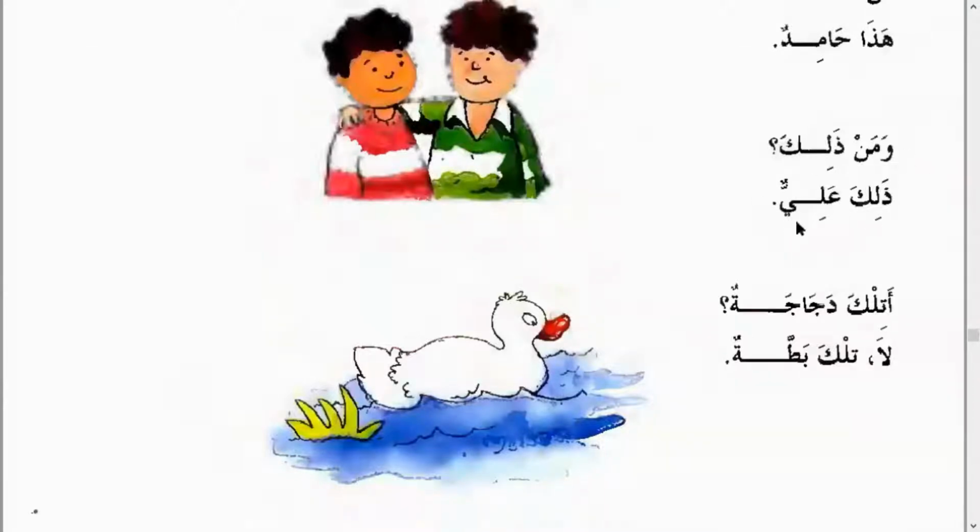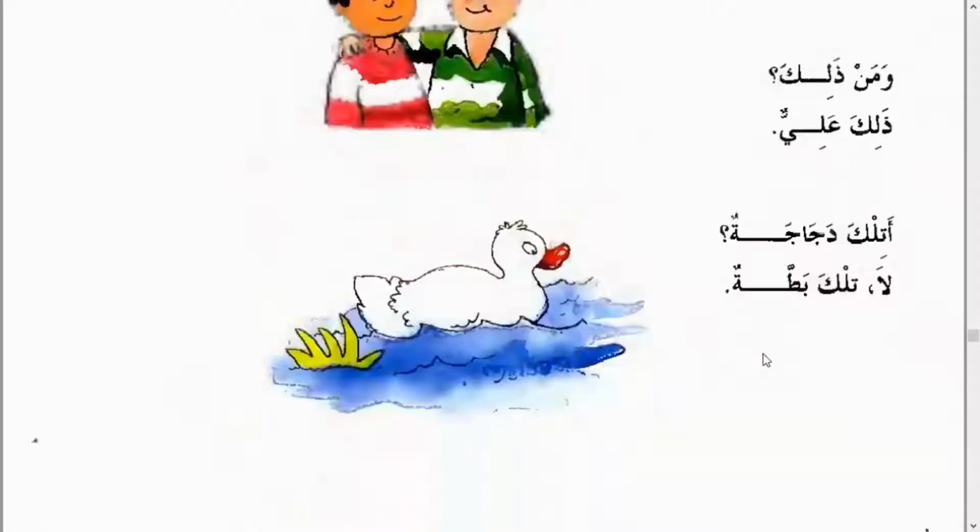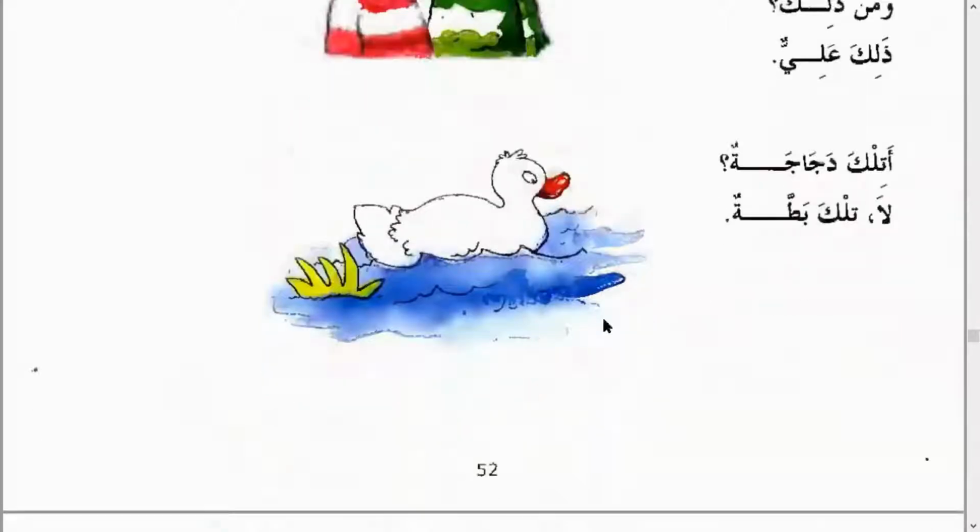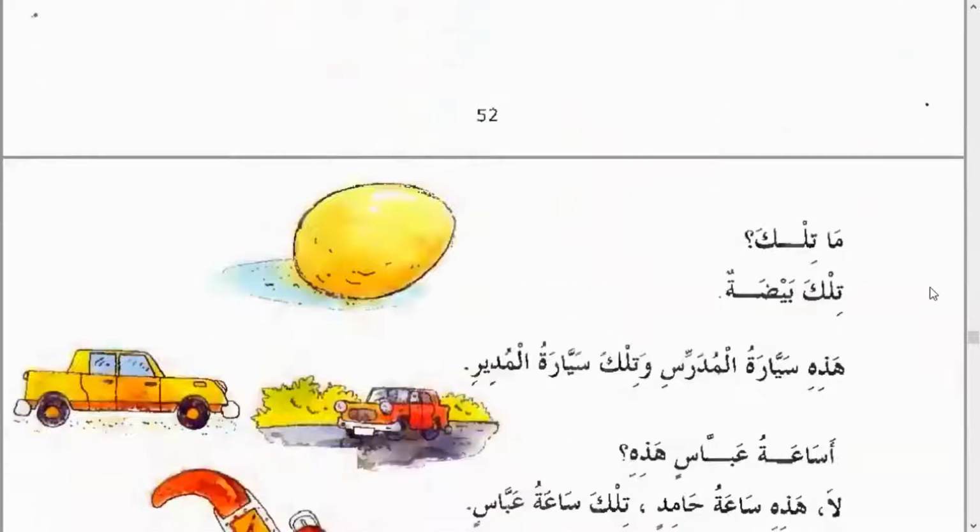So wa man zalika, Aliyun. Atilka dajajatun? Is that a hen? La, atilka battatun. No, that is a duck. Yeah, duck. Battatu Donald, Donald Duck. Ma tilka, what is that? You're saying tilka, so that, what is that? Tilka baydatun. That is an egg. Egg is also feminine in Arabic. Baydatun, that is an egg.